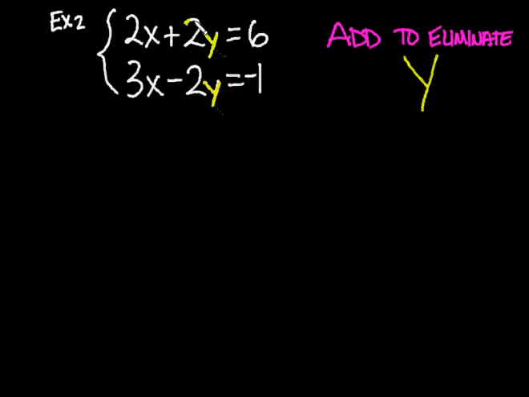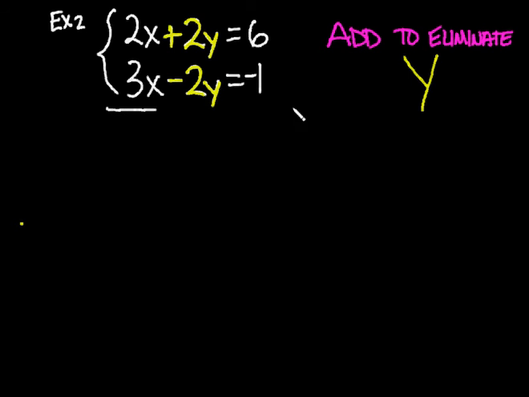If I add these two things together, if I add the positive 2y and the negative 2y, they're going to cancel each other out. So instead of having to deal with an equation that's got two variables, I can add these two things together and have just one equation with one variable. Let's see what that looks like.